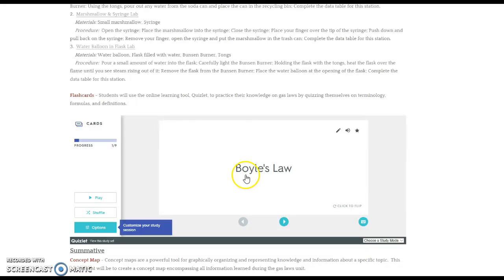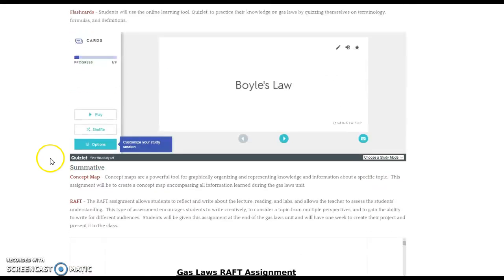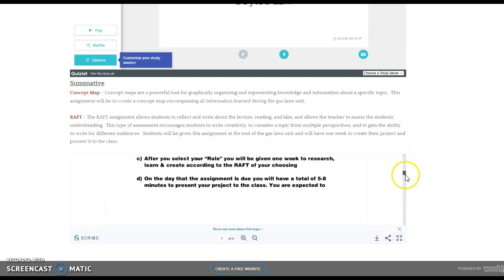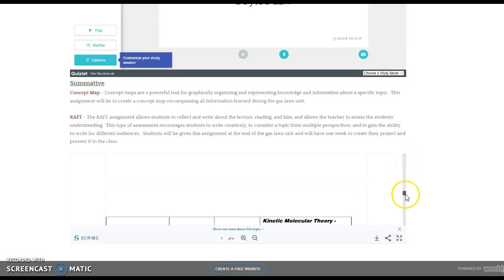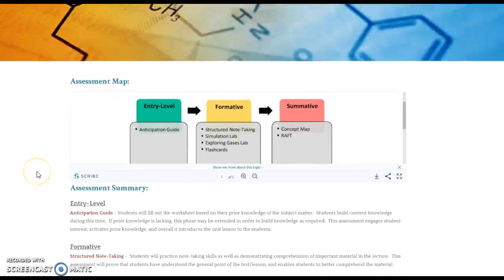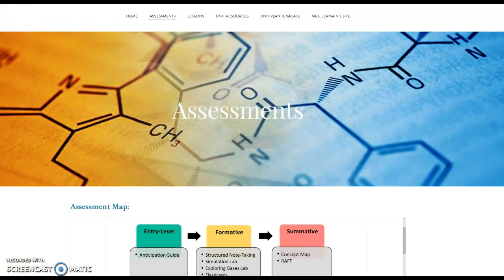And here the flashcards, Quizlet again is embedded, where they can practice or add on more vocabulary words or definitions or formulas that they see fit that they need more practice on. And lastly, in the summative assessments, just a little snippet of the concept map because that's a separate tab in itself, but again letting them know what's to come. And lastly, the RAFT. And these are the directions and all the information and scenarios and the rubric as well that the students will need to know and be ready for the next lessons to come.